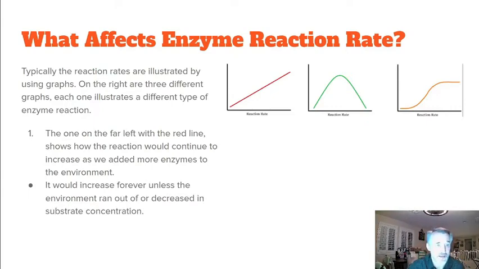Typically, the reaction rates are illustrated by using graphs. On the right, there's three different graphs. Each illustrates a different type of enzyme reaction. So number one, the one at the far left, the red line here, shows the reaction would continue to increase as we add more enzymes to the environment. This would increase forever unless the environment ran out of or decreased in the amount of substrate available.